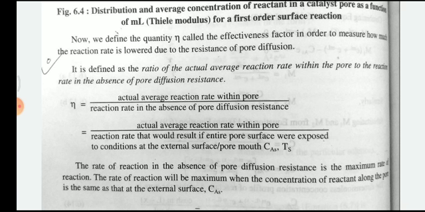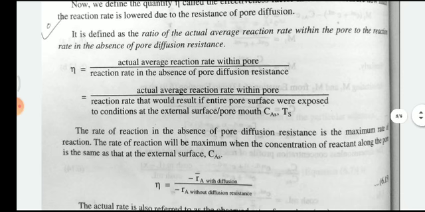Okay, so it is given by this. Efficiency is the actual average reaction rate within a pore divided by the reaction rate in the absence of pore diffusion resistance, equal to the average reaction rate within the pore divided by the reaction rate that would result if the entire pore surface were exposed to the conditions of the external surface or pore mouth, that is CAS and TS.